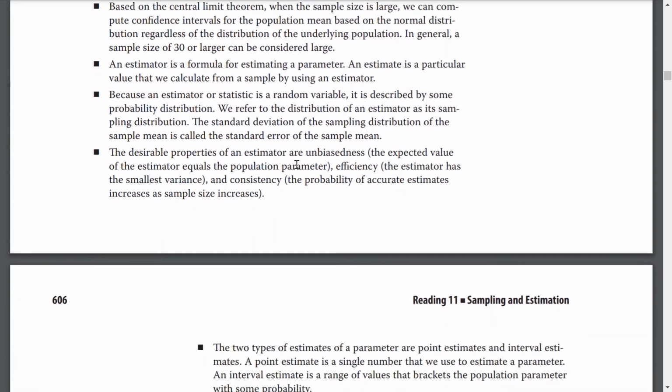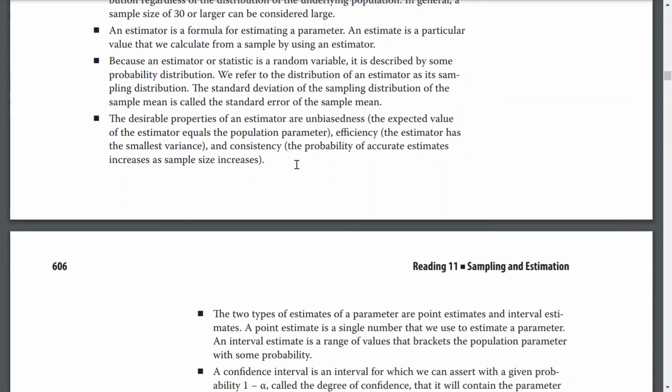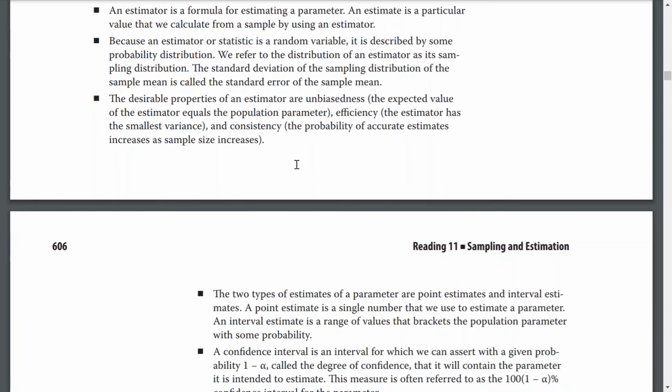An estimator is a formula for estimating a parameter. An estimate is a particular value that we calculate from a sample by using an estimator. Because an estimator or statistic is a random variable, it is described by some probability distribution.